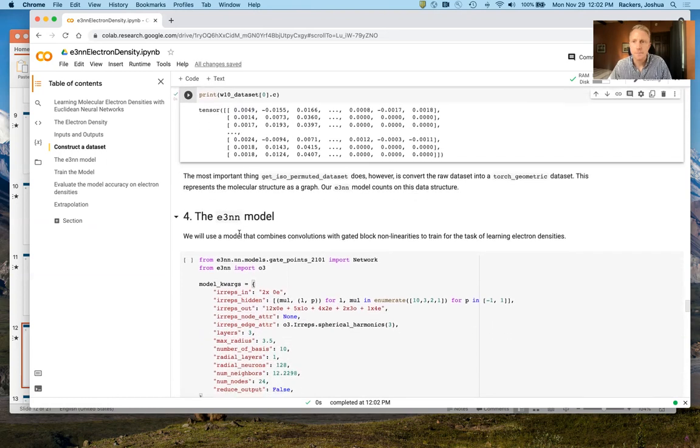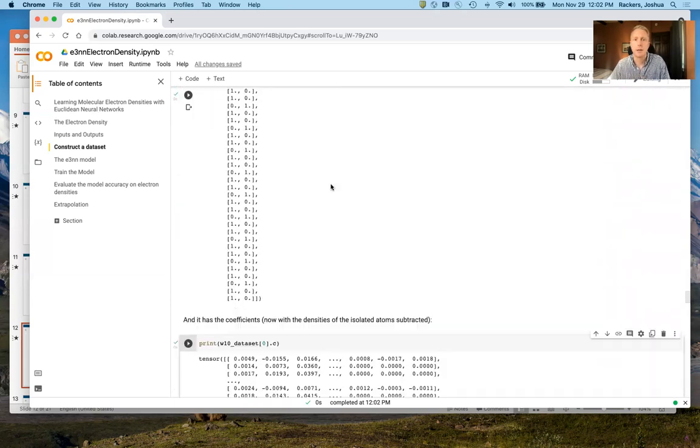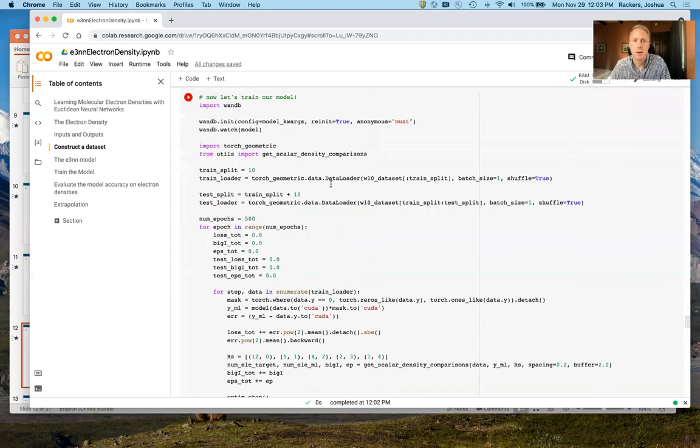Okay, but yeah, as I note here, the most important thing is that now this data set is in a form that e3nn can use. In other words, it's a torch geometric data object, and so we can use it to make a molecular graph, and that's exactly what e3nn is going to do.